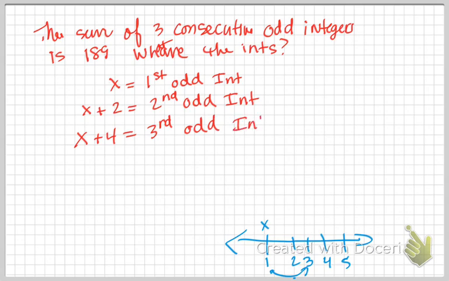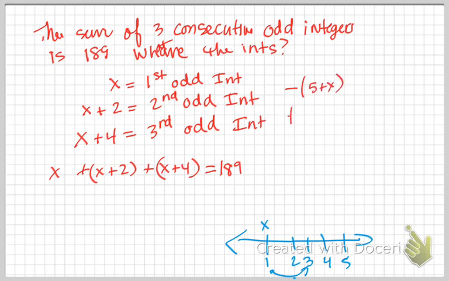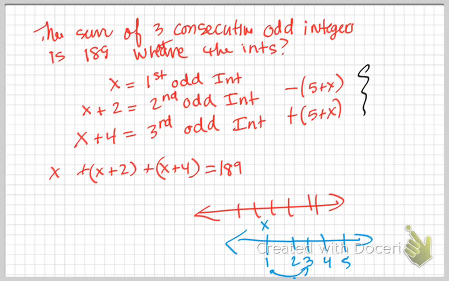Okay? And then we add up all the integers: x plus the quantity of x plus 2 plus the quantity of x plus 4. I use the parentheses. It doesn't really change the value, but it just shows me that I have my 3 integers there. Okay, I'm adding all 3 x's up. Don't worry about this stuff over here.